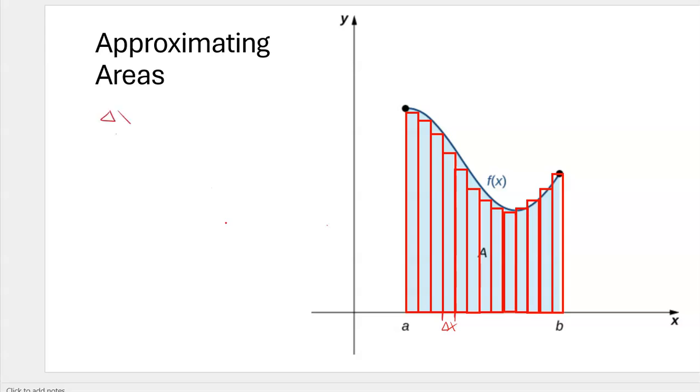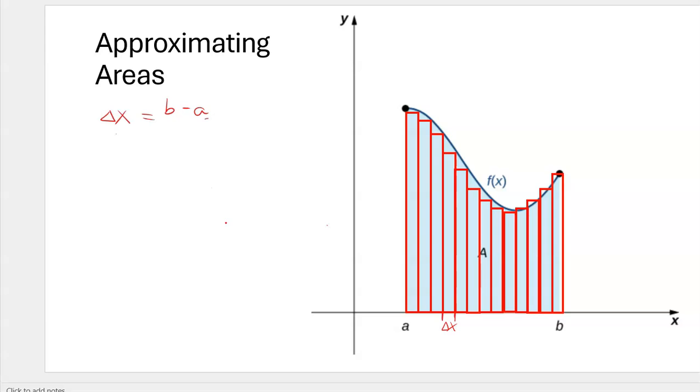Now this delta x, we know a little bit more information than that as well. Of course, it's the width of the rectangle, but we can find it. Take a look here. My blue region goes from A to B. It spans from A to B. That distance is just those two numbers subtracted. So if I take B minus A, I get the distance of the entire blue region.